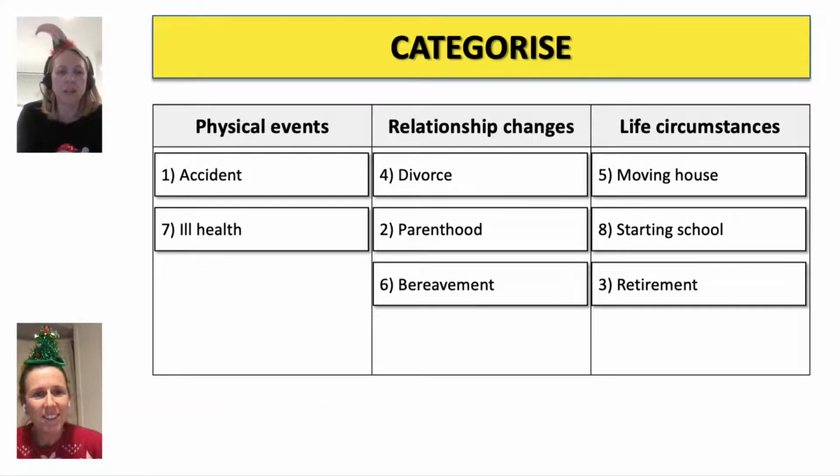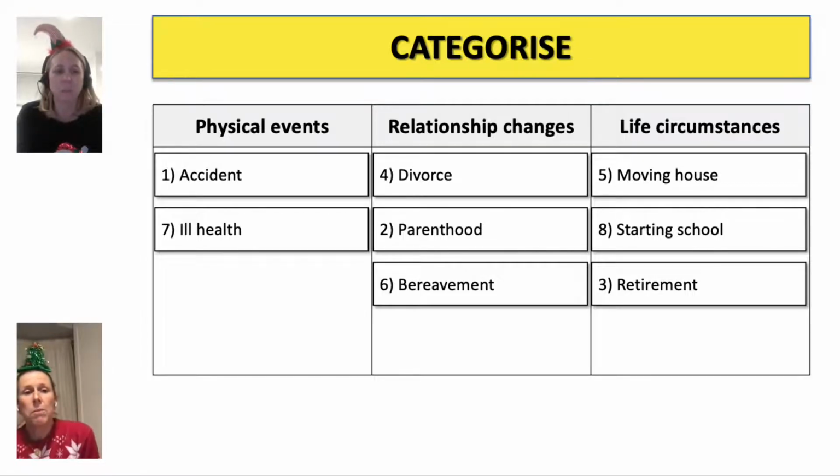Absolutely. So accident, ill health, or physical events. And did you see there was a subtle hidden one there, sudden illness? That could have been under there as well. Relationship changes, absolutely, as Rachel said: divorce, parenthood, and bereavement. And then your life circumstances: moving house, starting school, and retirement. These are the types of things that are likely to come up in your questions around life events, and you have to talk about what the impact would be, most likely on social or emotional well-being.